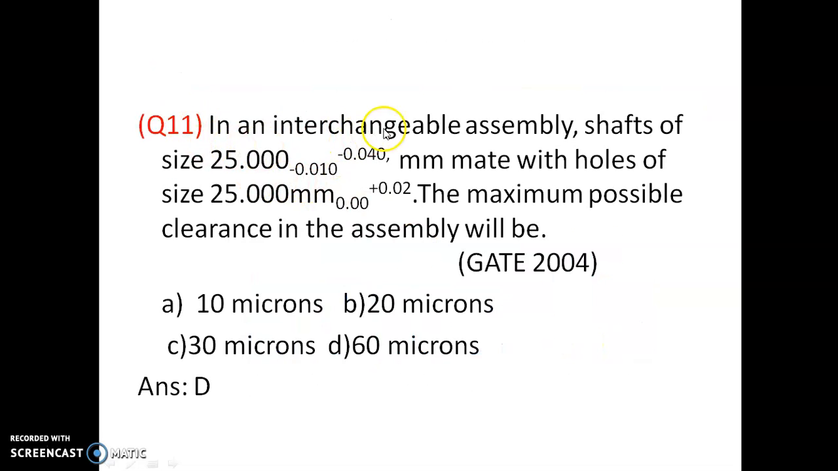In an interchangeable assembly, shafts of size 25 minus 0.010, minus 0.040 mm mate with holes of this size. The maximum possible clearance in the assembly will be... Clearance is asked, so it is a clearance fit. First you have to identify the type of fit.